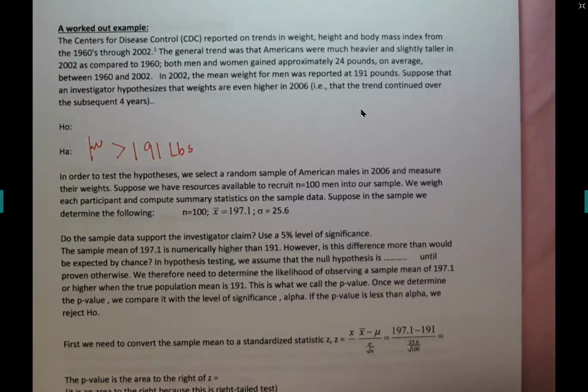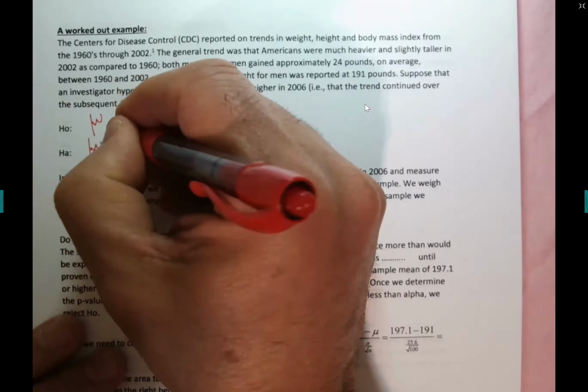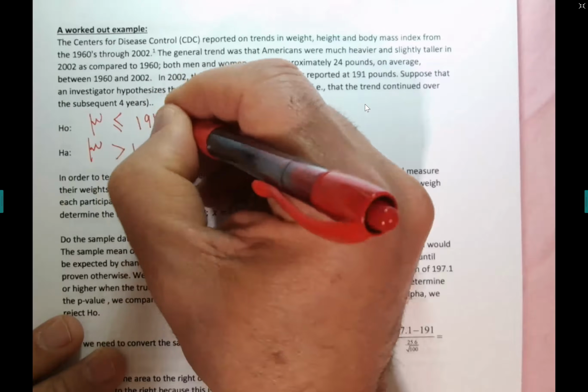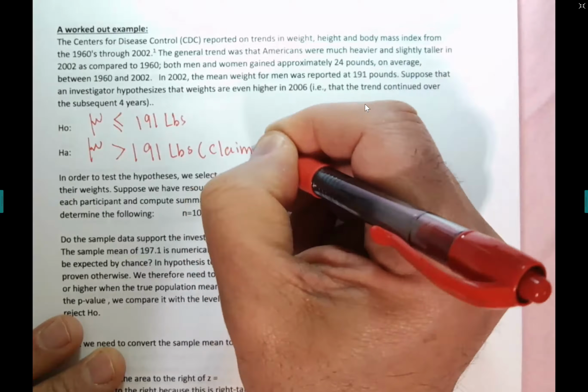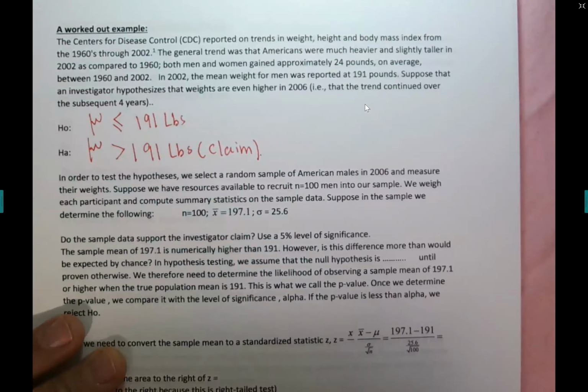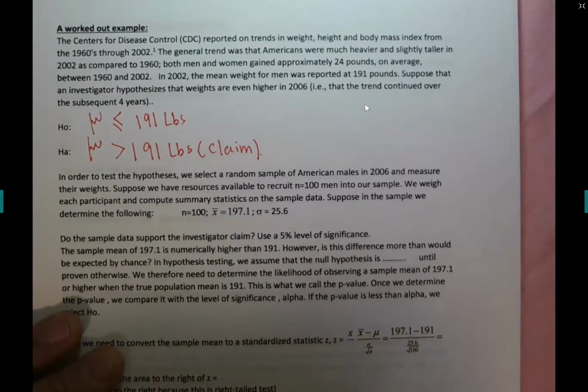Yes? And the null hypothesis will be what? Less than or equal to 191 pounds. And this is where the claim is. Well, if somebody makes a claim, guys, they better provide us with data. They have to collect data to support their claim. So let's see what this investigator did.